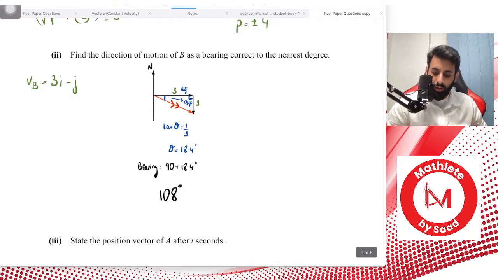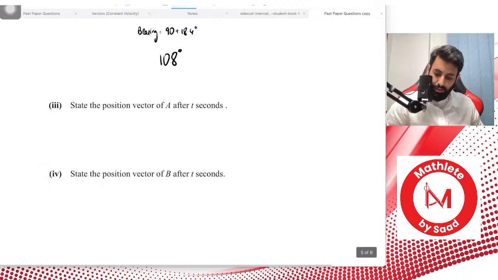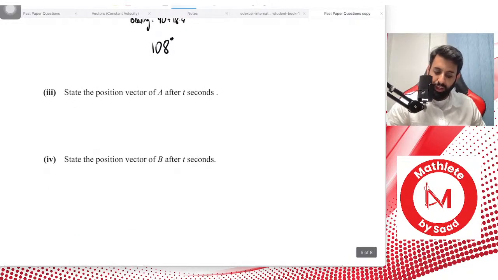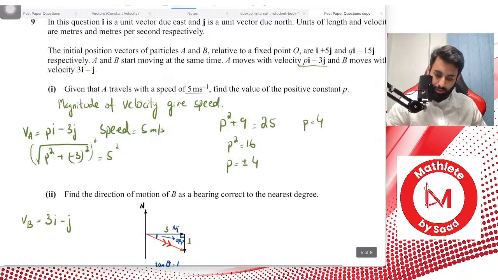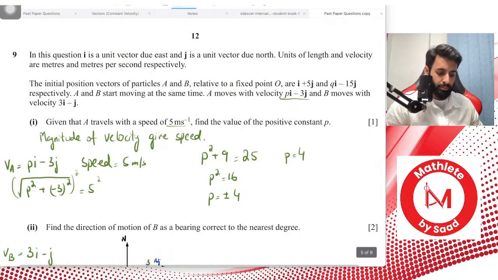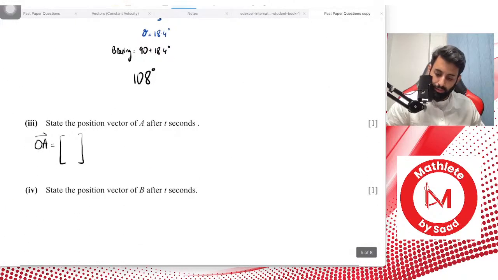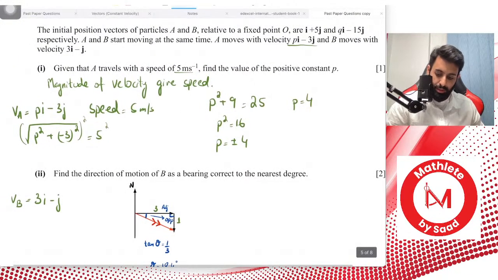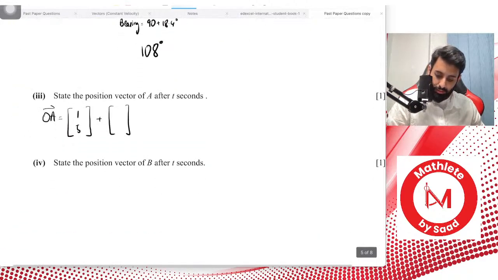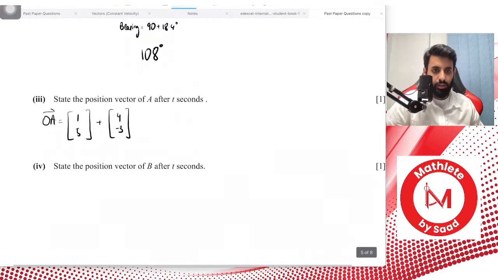Okay. All right, here's part 3. Part 3 says state the position vector of A after 3 seconds. So how do you write the position vector of A after 3 seconds? You start by writing down the point at which it's starting from. Okay. So the point at which it's starting from is 1, 5. So there you go, 1, 5 plus the velocity vector times t. So what's the velocity vector? So we worked out the velocity vector. P turned out to be 4. So that means 4 and minus 3. 4 and minus 3 times t.